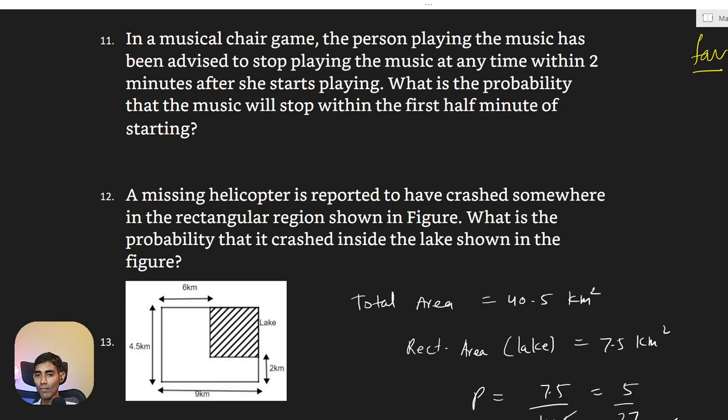Tapasya. Seems you're doing some homework or something. Finding. Nandita, what about you?